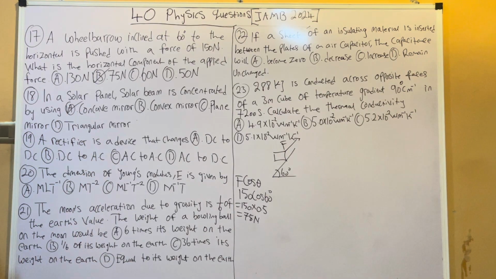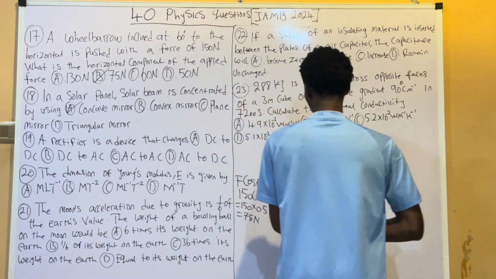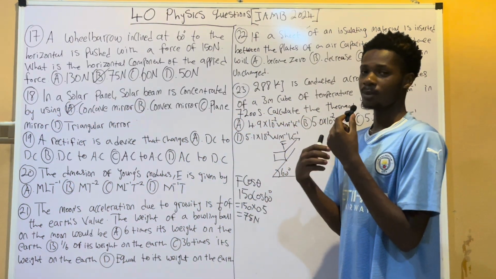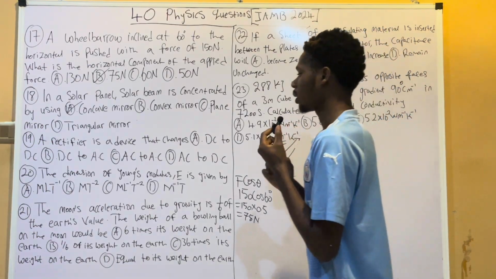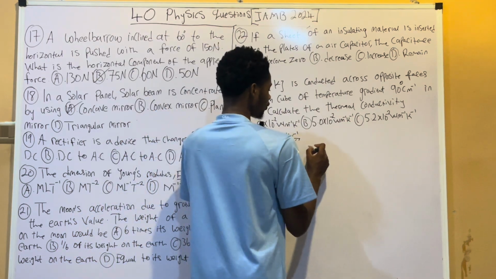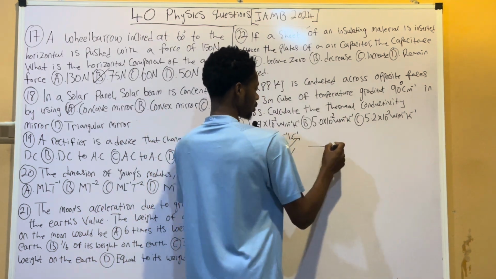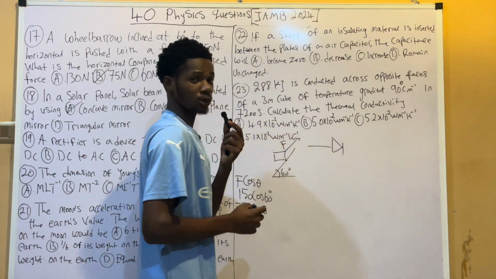Now the next question says a rectifier is a device that changes which of these. Now take note that a rectifier changes AC to DC. That is what it does. It converts current or voltage from AC to DC. Now we do know that an AC current moves to and fro. If you see the symbol of rectifier, it's usually given as this. This is what a rectifier looks like.